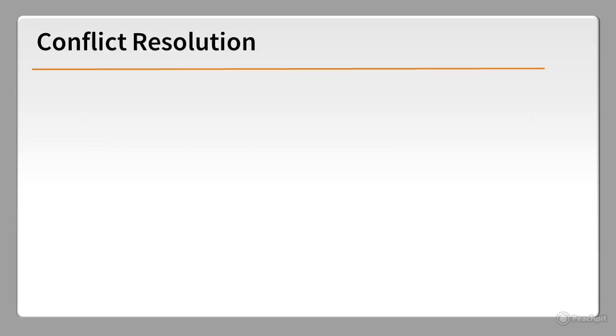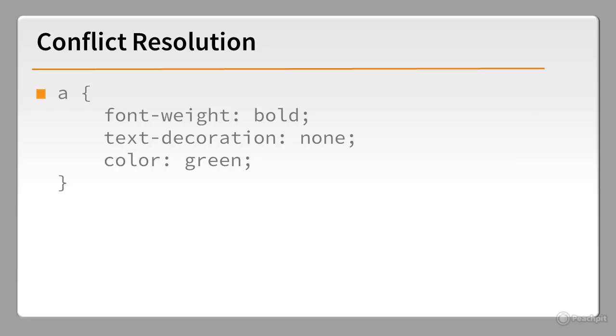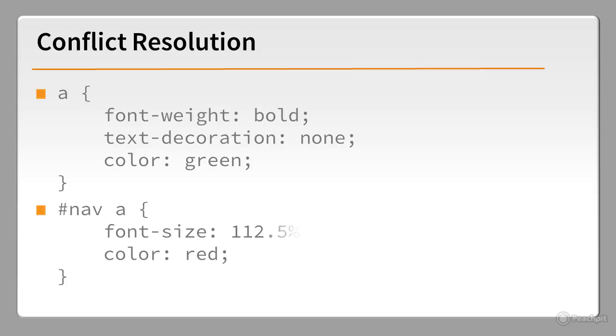However, it's only when there's a conflict that specificity comes into play. This style rule sets 3 properties that apply to all links unless another rule overrides it. This second rule applies only to links in an element with the ID nav. It has higher specificity, but color is the only property where there's a conflict. So links styled by the second rule will inherit the bold font weight and no text decoration from the first rule. But the color won't be inherited. Links in the nav element will be red instead of green. They'll also have a larger font size.